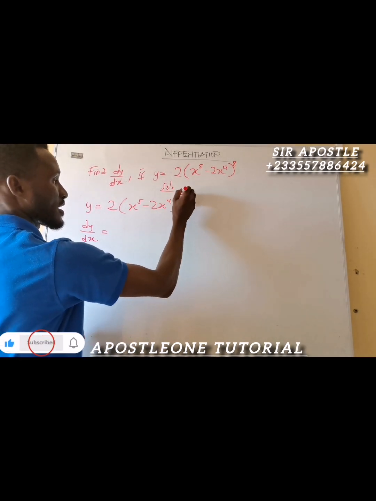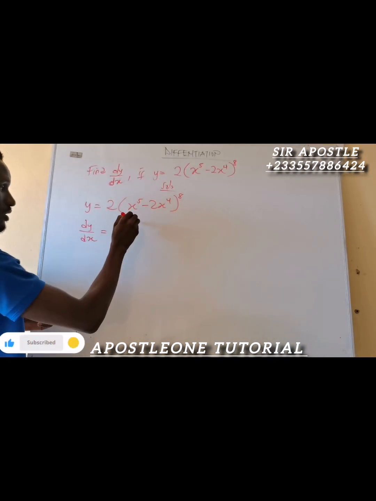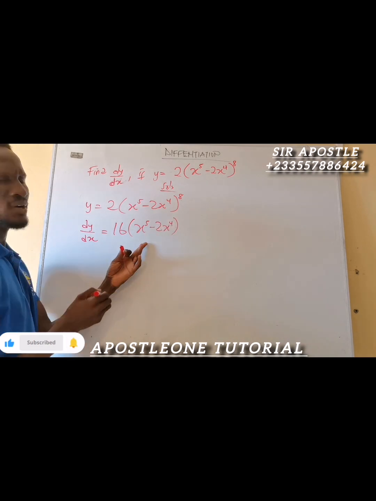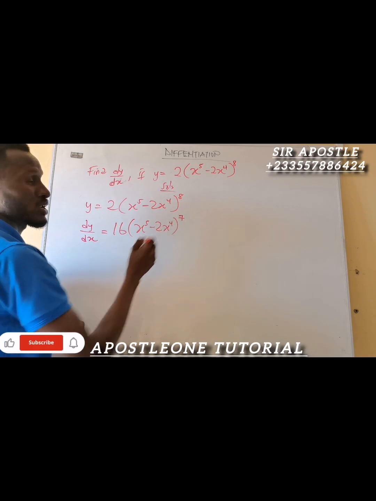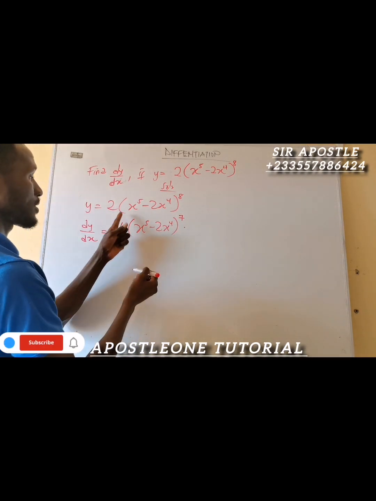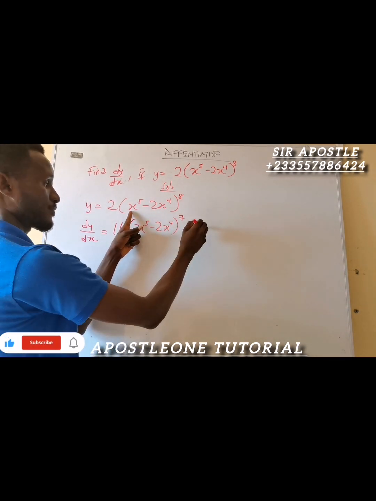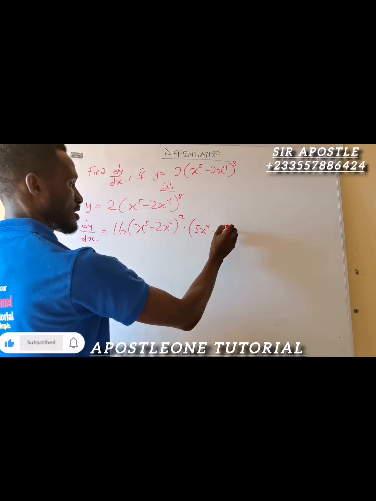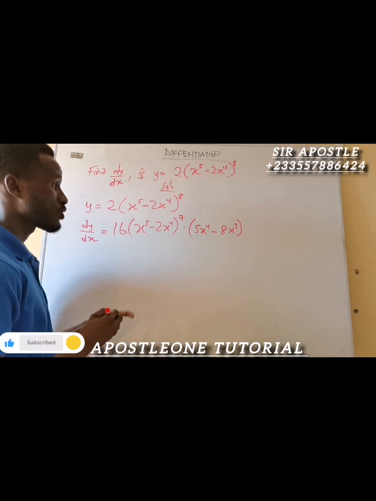Now here again, the exponent is 8. So 8 times 2 will give us 16, x exponent 5 minus 2x exponent 4. You know to write this one. Now the next thing is that you reduce this exponent by 1, and we get 7. Now multiply by the derivative of what is inside. When you differentiate what is there, this gives us 5x exponent 4 minus 8x exponent 3.